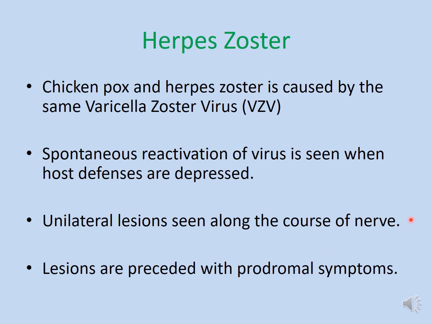And so a reactivation of the chickenpox virus or the varicella zoster virus in adult life is what is described as herpes zoster. And because it remains latent in the nerves, the lesions always are unilateral and always are seen along the course of the nerve. So depending on the nerve that is affected, we would see lesions around that.